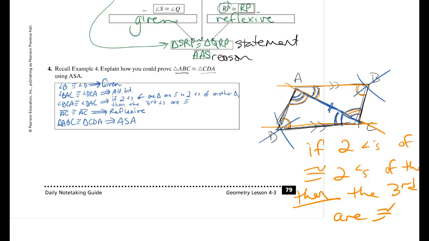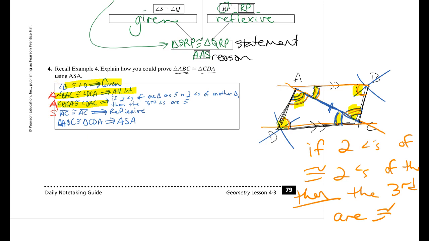You can pause the video to get all this. But we started off with the given, so that gave me one set of angles. Then we said the alternate interiors are congruent. That gave me another set of angles. Then we said, hey, you know what? If we got 2 that are congruent, then the third one has to be congruent. So that gave me this third set of angles, and so I've used that number of arc marks. Now, these guys, not this one, but this one, angle, angle, and now I have a side.